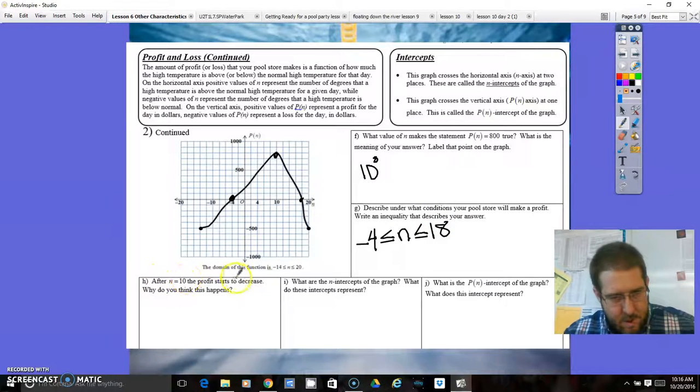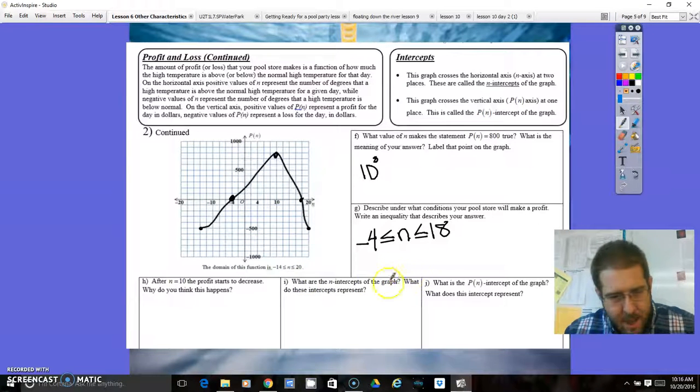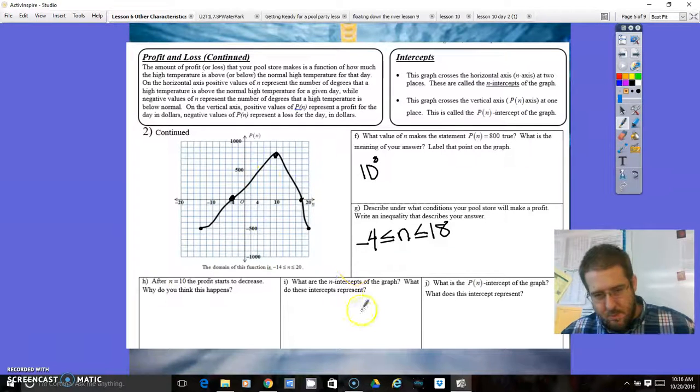After n equals 10, the profit starts to decrease. Why do you think this happens? Because I believe I just answered that question. Because when it's too hot, people don't want to go out in the extreme heat. You might get sick. What are the n-intercepts of this graph? What do these intercepts represent? Well, these represent the 2 times when you either start making profit or when you stop making profit. That's what they represent. This is when they start making profit, and this is when they stop making a profit.